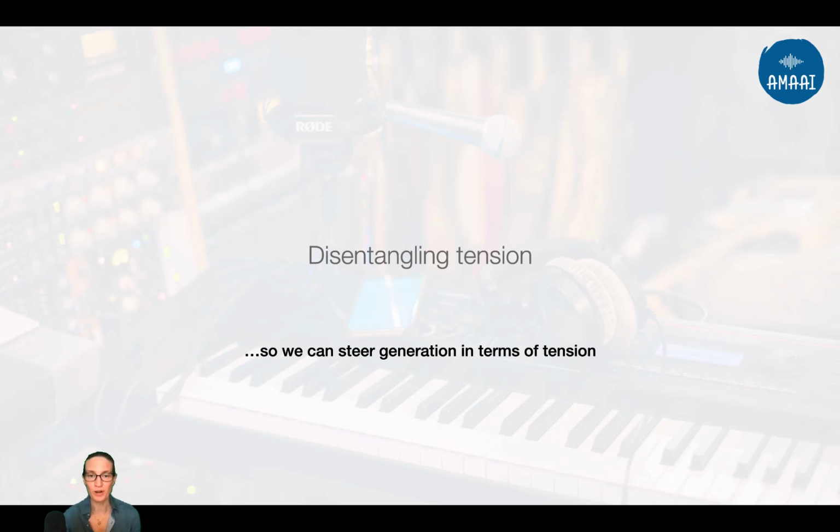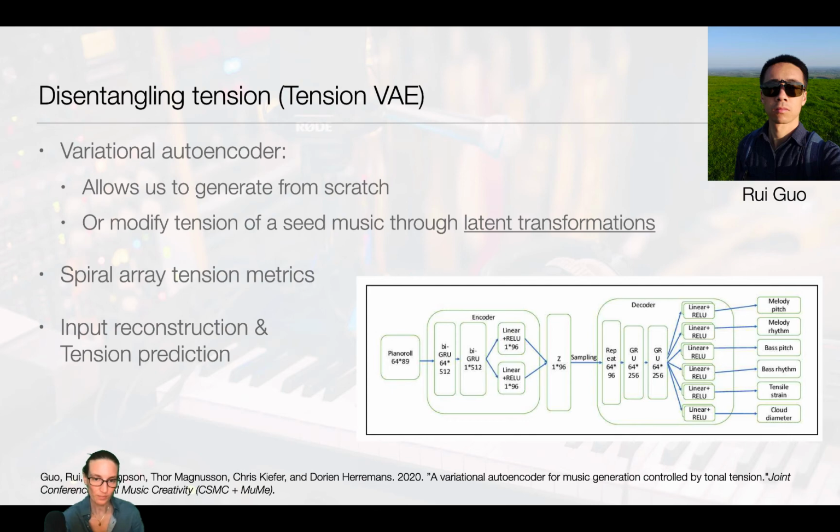First of all, we're trying to build models that can disentangle tension as we defined it with Morpheus. So this will allow us to steer the generation in terms of tension. One of the students I work with, Rigwo, has actually developed this variational autoencoder that is trained to learn what these tension metrics are and disentangle them in the latent space. Okay. By doing this, we can do transformations in this latent space, and we can generate music from scratch and then transform the tension of the generated piece so that it changes slightly.